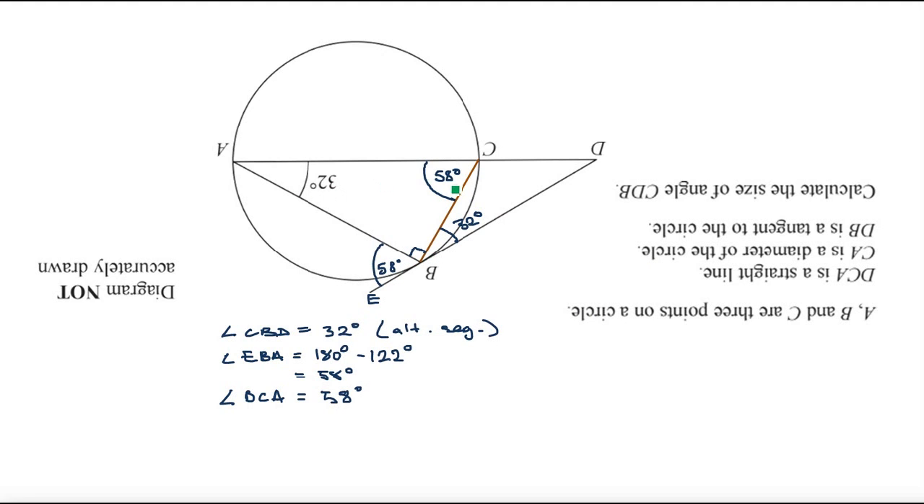So we've got 58 plus 32 plus 90 should add up to 180 degrees. So 58 and 32, that's 90, and 90 degrees there. So we've got 90 plus 90 equals 180, so that's good. That's confirmed that this must be correct so far.